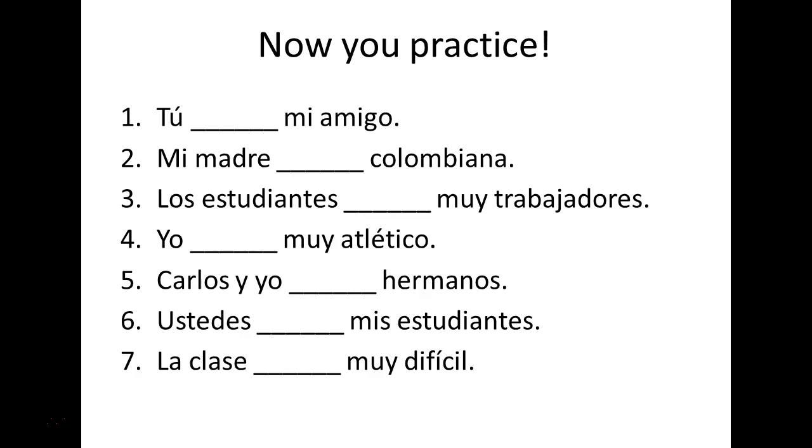Okay, so here's the answer for number one. Tú eres. That's what you should have. You are my friend. My mom is colombiana. The students, so that would be they, I would substitute the students for they, are muy trabajadores, so son. And again, notice that even though number one is are and number three is are, in English, I have to use two totally different forms because up here I'm talking about you are, and in number three, I'm talking about they are. 4, yo soy, I am.